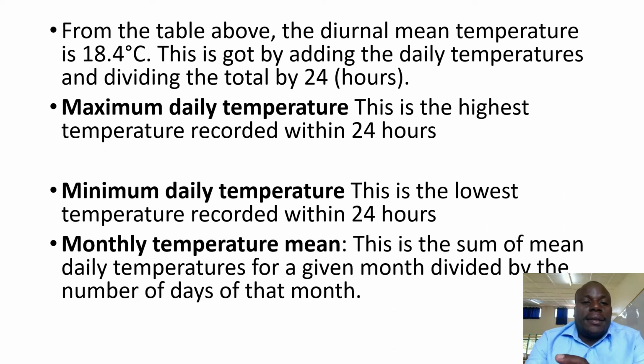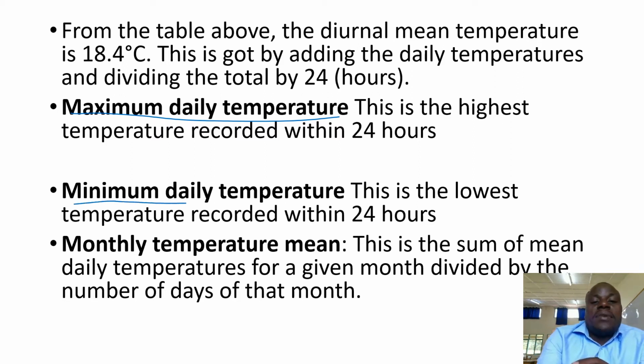And the maximum daily temperature, number 2. This is the highest temperature recorded within a day. Maximum daily temperature is the highest temperature recorded within 24 hours. You check on the table, you can easily tell this. Then we have minimum daily temperature. This is the lowest temperature recorded within a day of 24 hours, the lowest temperature.